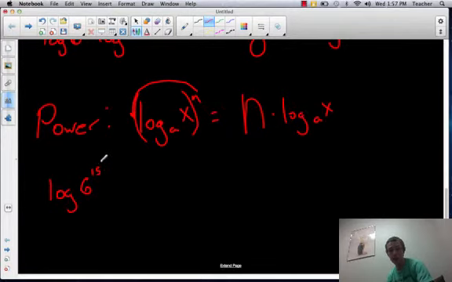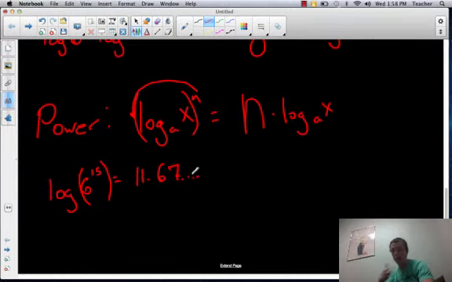Now if you want to plug this into your calculator, you want to do it like this. You want to do log, and then in parentheses you put your 6, and then the little caret, and then the 15. This is just how you plug it into your calculator. Now, you'll end up with 11.67 with a non-terminating decimal, so it's rounded.